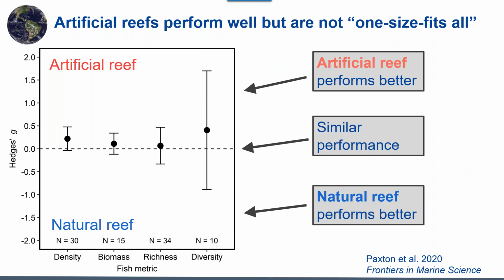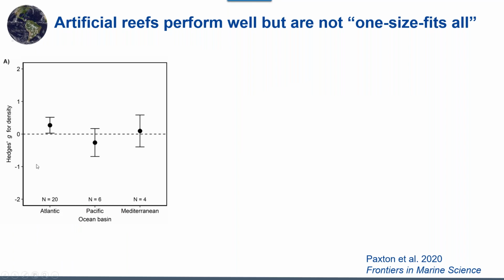We were pretty surprised that globally, this effect size suggests that there is similar performance. And we were surprised because we anticipated that there would be nuances, perhaps based on geographic location or components of the structures themselves, such as the material from which the artificial reefs were created. And so to do this, we again use the same papers. Here on this slide, I'm going to be showing you the results just for density of fish.